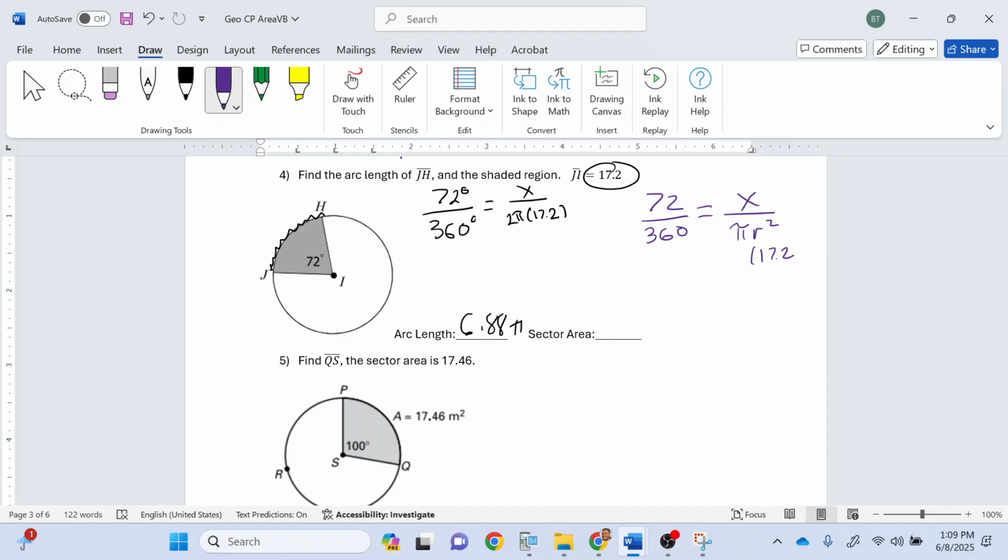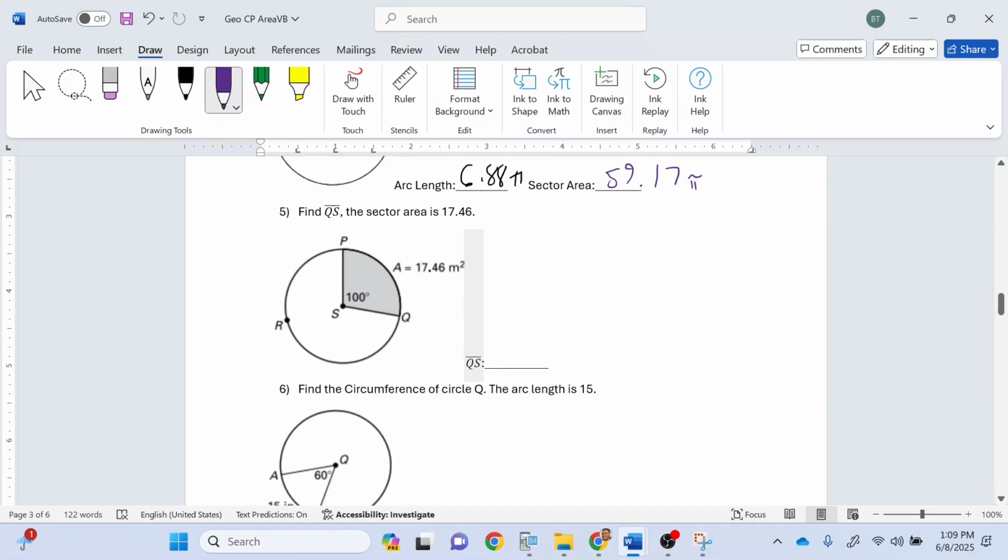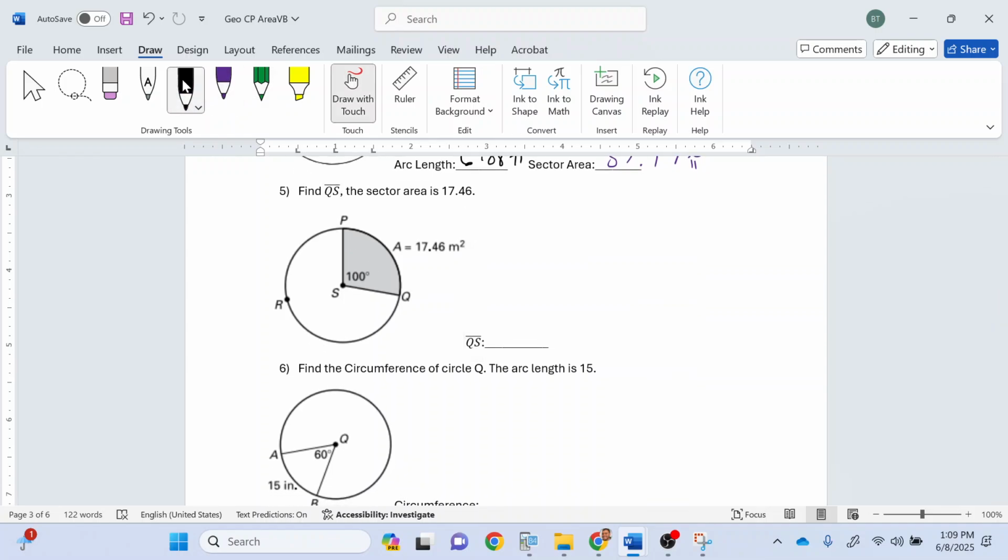So again, I'm just going to do it in my calculator. You can handle the cross multiplication. Times 72 divided by 360. I end up getting 59.17 pi. I'm being arbitrary with where I round. I'm not going to go crazy about it.